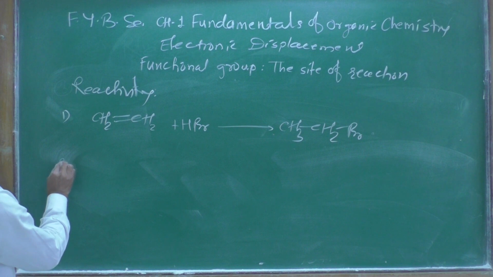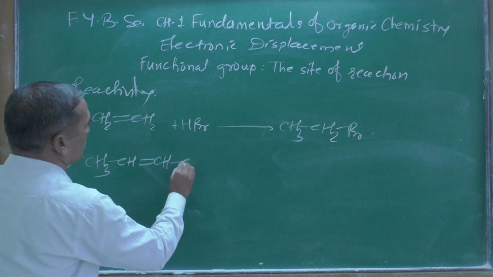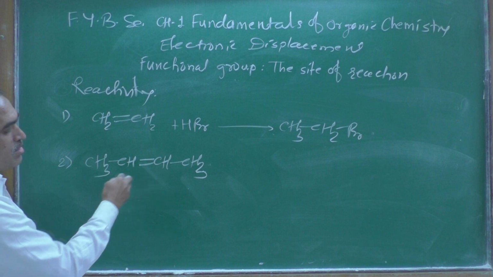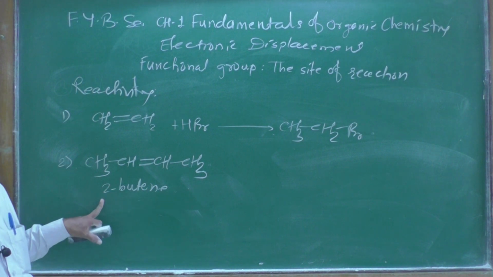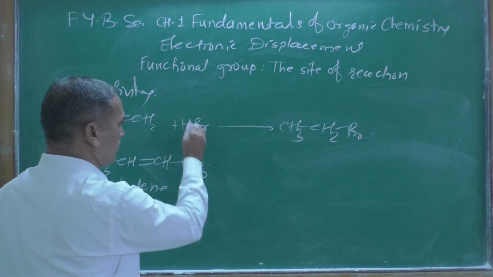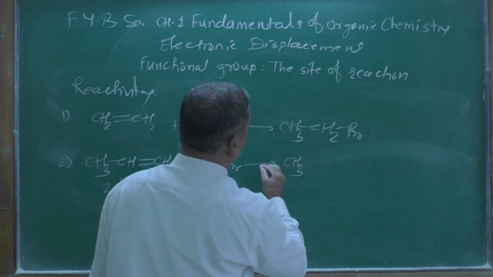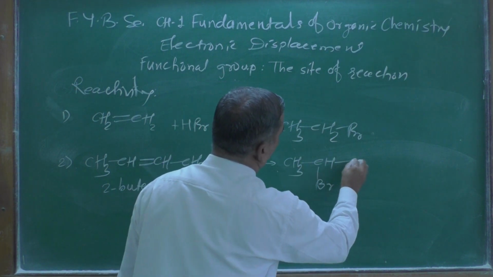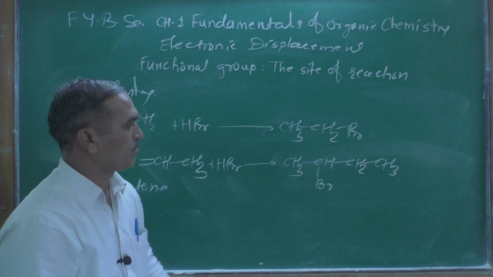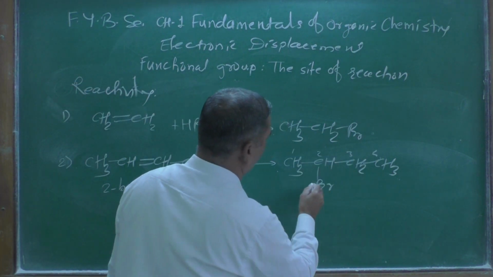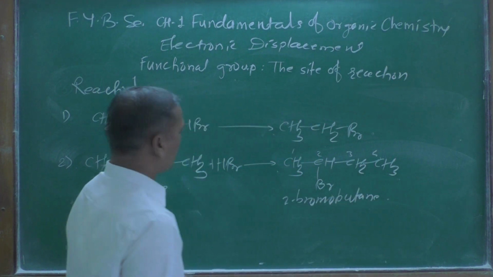Now let us look at the second example. CH3, CH double bond CH, CH3, that is 2-butene, right? Why 2-butene? Because the 2 indicates the position of the carbon-carbon double bond. I am adding the same reagent, hydrogen bromide, and the resulting product is CH3, CHBr, CH2, CH3. The name of this product, numbering 1, 2, 3, 4, is 2-bromobutane. That is the IUPAC name of this compound.